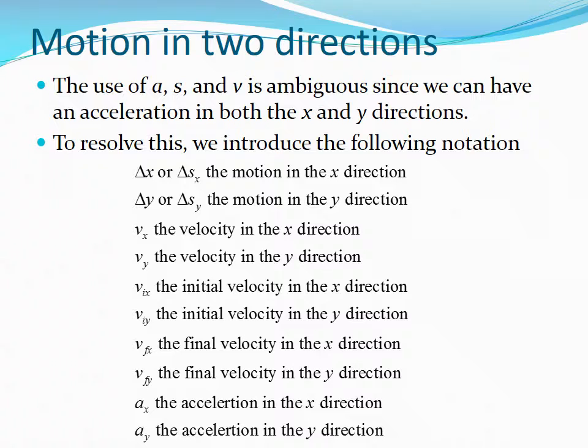v sub x is the velocity in the x direction. v sub y is the velocity in the y direction. v sub ix is the initial velocity in the x direction. v sub iy is the initial velocity in the y direction. v sub fx is the final velocity in the x direction, and v sub fy is the final velocity in the y direction. a sub x is the acceleration in the x direction, and a sub y is the acceleration in the y direction.